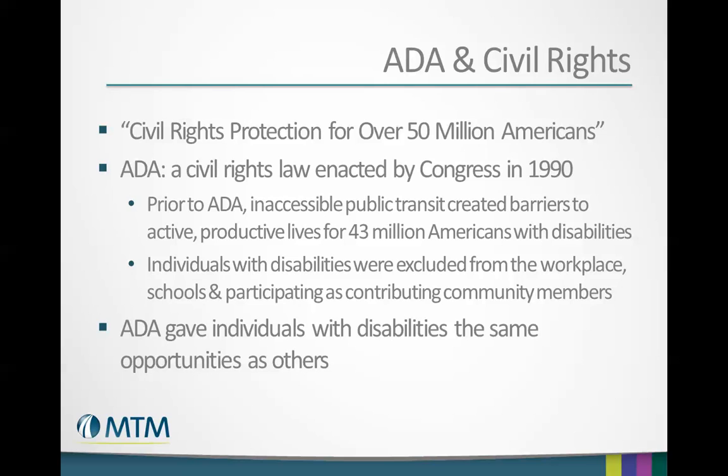All right, now we'll move on to ADA and civil rights. Civil rights protection is for over 50 million Americans, and ADA is a civil rights law that was passed by Congress in 1990. Prior to that, there was inaccessible public transit for over 43 million Americans. It kept these individuals from accessing schools, workplace, or otherwise contributing as members of their communities. The ADA gave these individuals with disabilities the same opportunities as others.